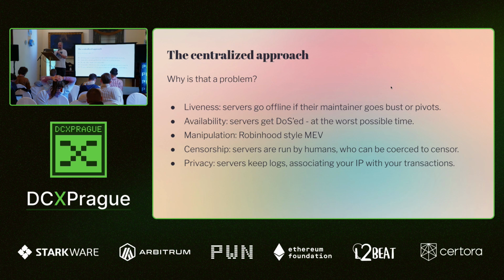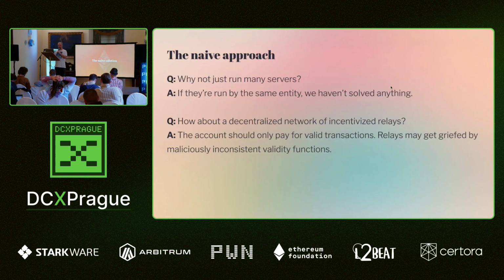So we need a better approach. Now, the naive solution would be, let's have many servers. Let's say run multiple servers, but that's not really decentralized because if these servers are operated by the same entity, then they are going to censor you together, they are going to go down together. So the next logical step would be, let's make it a decentralized and incentivized network, which is what we did a few years ago with the GSN, the gas station network. So there's a network of relays that get paid to do the work. It's permissionless; anyone can join, and you can use it to send meta transactions.